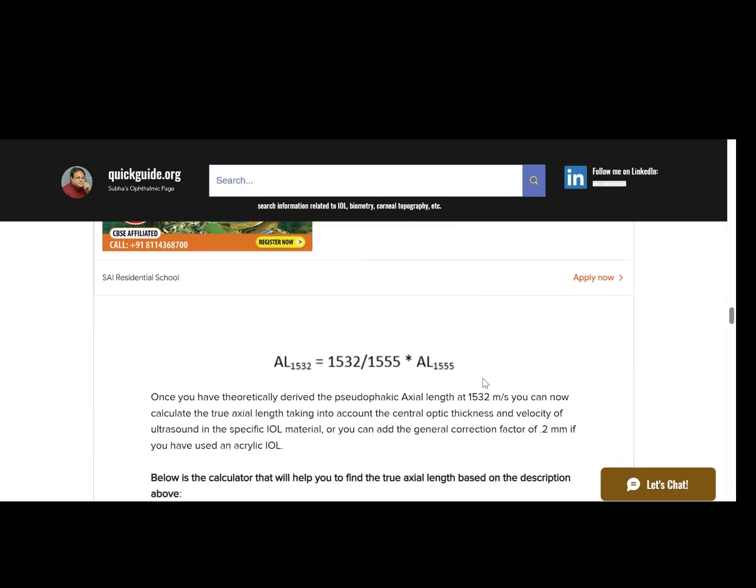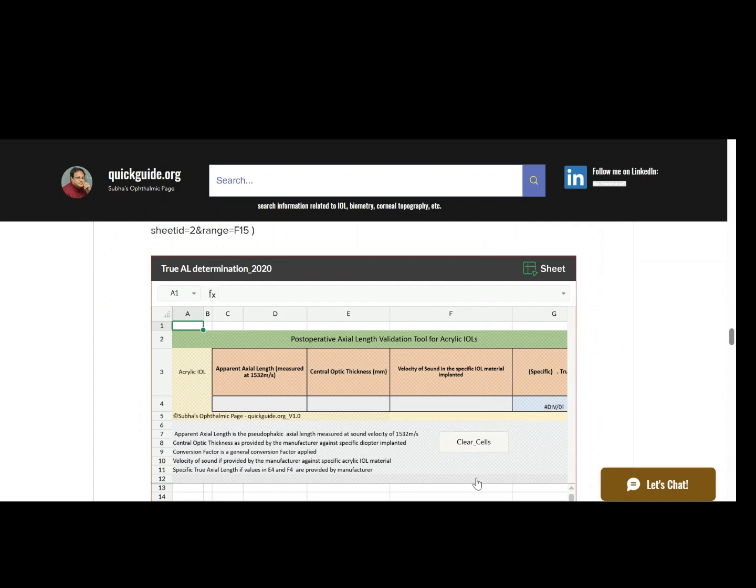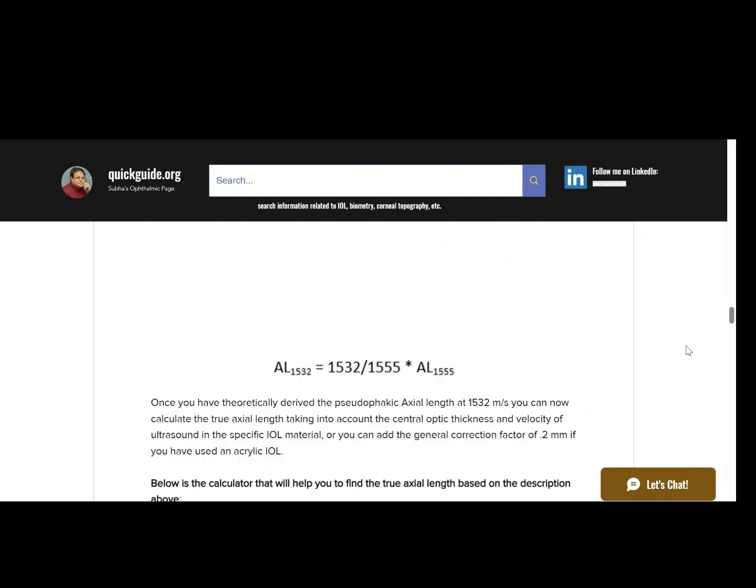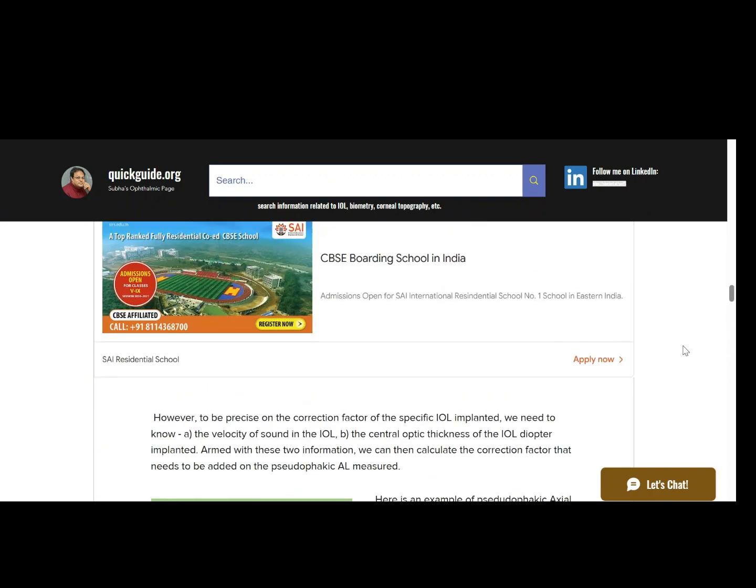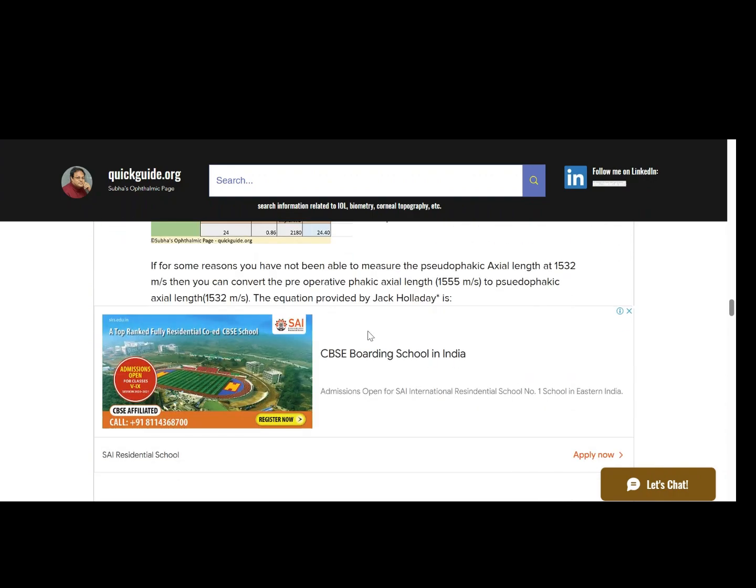You also have a tool over here to pinpoint what would be the postoperative axial length based on the central optic thickness and based on the velocity of sound in the acrylic IOL. But if you don't have these details, you can just follow this chart over here and add the acrylic IOL correction factor to the postoperative axial length that you are getting to match it with the preoperative biometry.